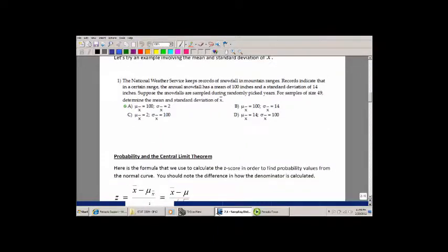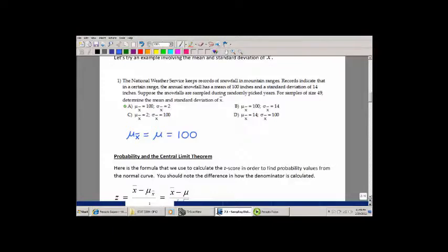Now, from backup board, let me write these down. That mu of x bar is just mu of the population. So that's just going to be 100. Now, here is where mistakes are likely to be made on the standard deviation. Many times students would look at the number 14 and their eyes would light up thinking, that's my standard deviation, 14. That's your standard deviation for x, but it's not your standard deviation for x bar.